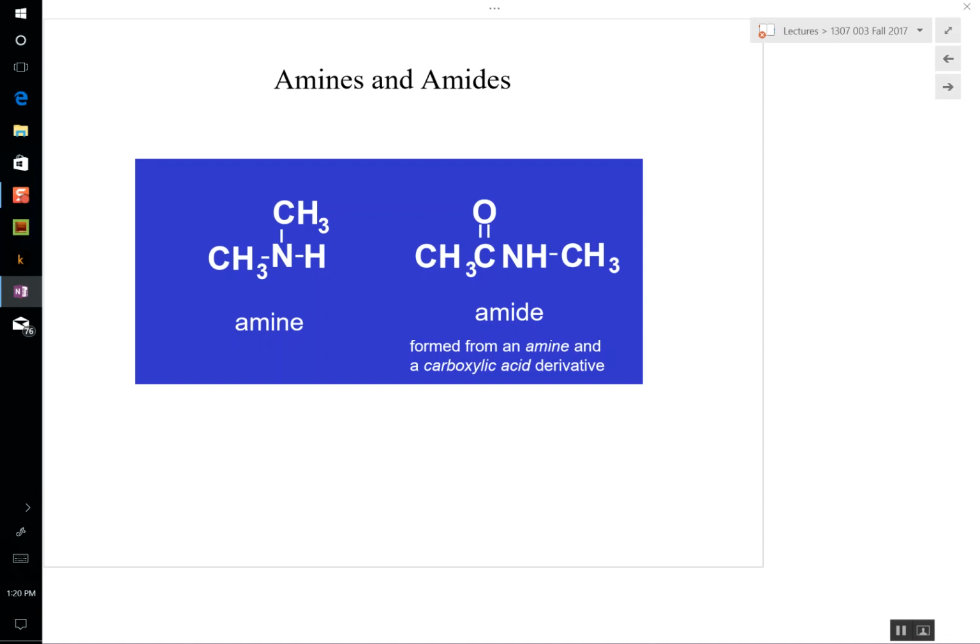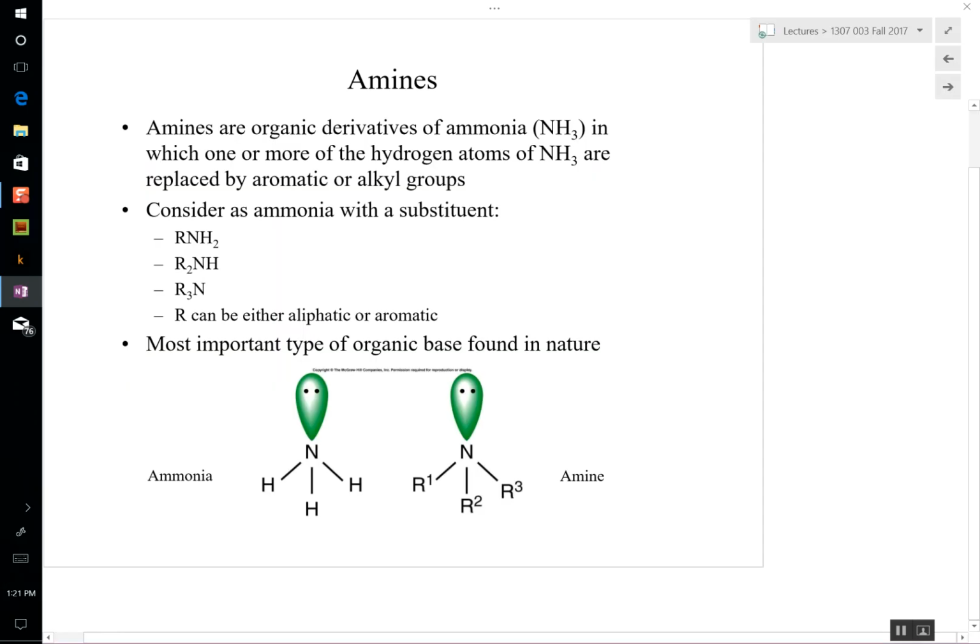Antihistamines are drugs that depress the release of histamines. So when you see amine come up in the name of something, methamphetamines, they're amines. Histamines, they're amines. So what are amines? Amines are organic derivatives of ammonia.